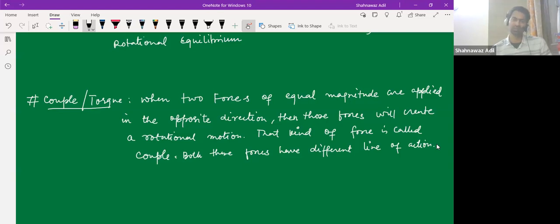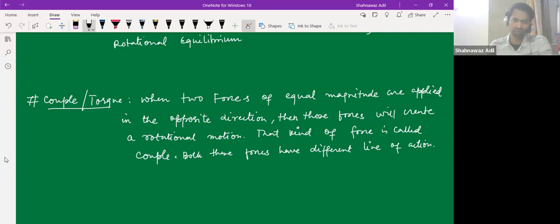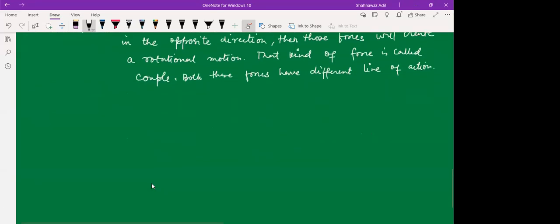Whenever you have noted it down, yes, everyone noted down. So now let us talk about the next topic.